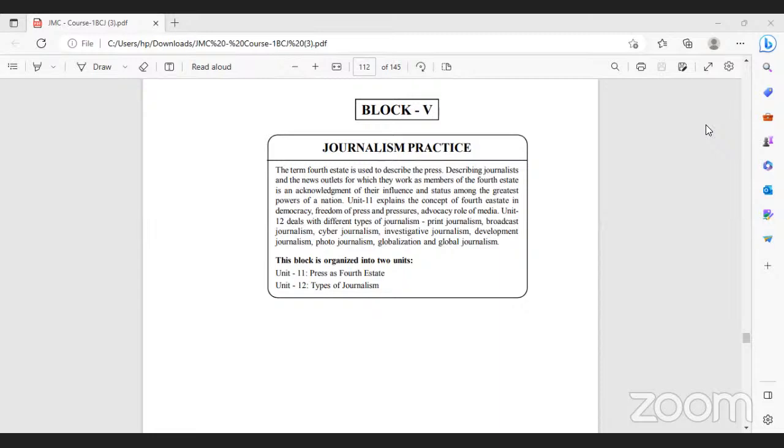Block four, which we dealt with last week, was talking about journalism, where we discussed the concept and nature of journalism and the principles of journalism. Further to that extension, today we are discussing block 5, which is called journalism practice. More or less, what we discussed in the last session can also be discussed here, because it is talking about journalism as such, as a practice.